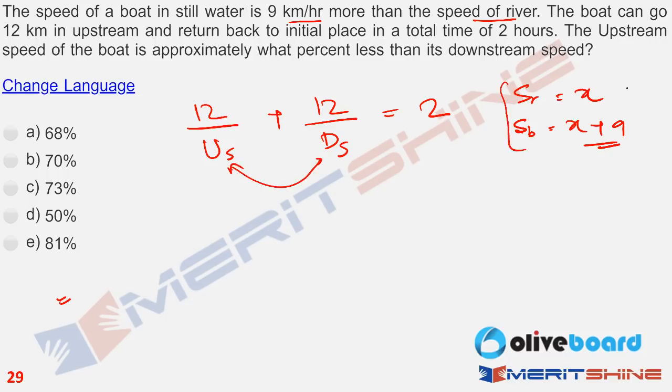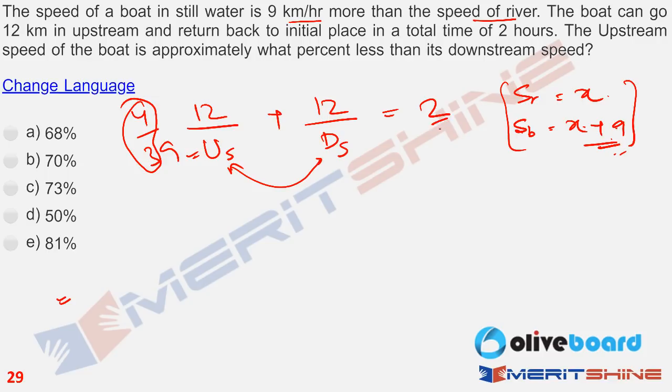Just by looking at it, can we say what the upstream speed will be? The speed of the boat is 9 km more than the speed of the river, so that is going to be the upstream speed. X plus 9 minus x, that's 9. So the upstream speed I know, and the total time taken here I will know. This is 12 by 9, which is 4 by 3, so this 4/3 hour is basically in the upstream.